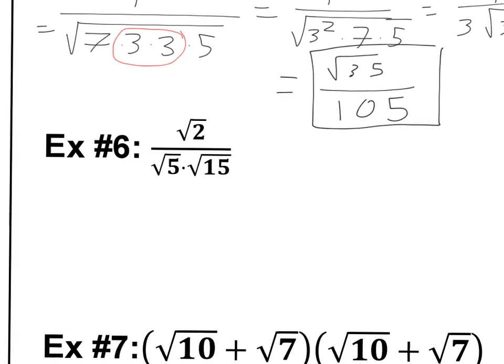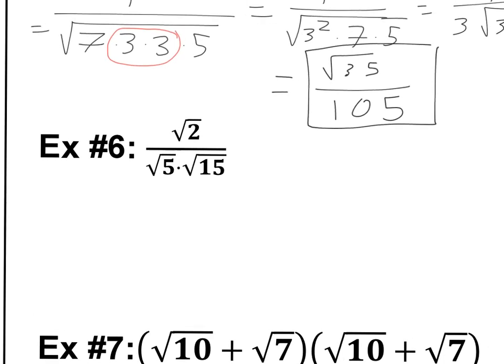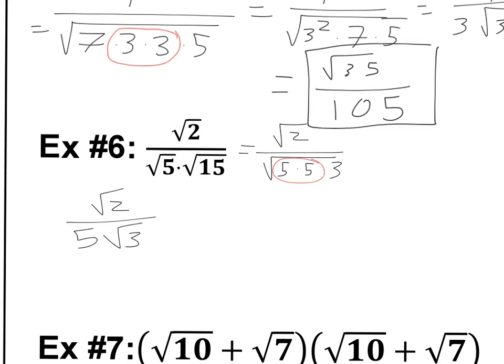Alright, very similar problem here. Remember, you can combine these square roots, and so that's the first thing I'm going to do. I'm going to write it as a square root of 2 over 5 times 15, or I could actually write it as 5 times 5 times 3. Maybe you see where I'm going with this. This is a perfect square, and so this is really like saying the square root of 2 over 5 square root 3, and now we just have to rationalize it.